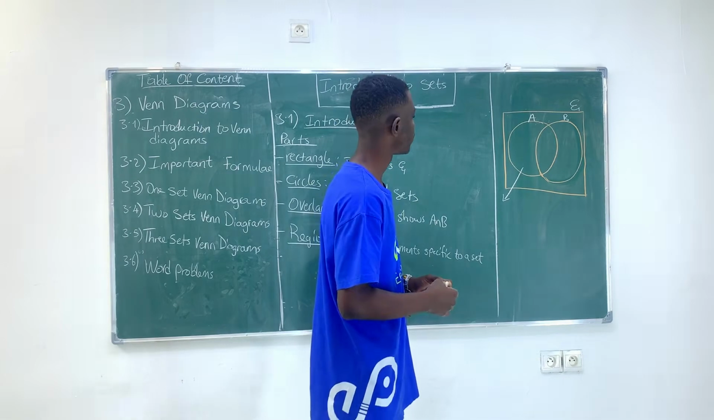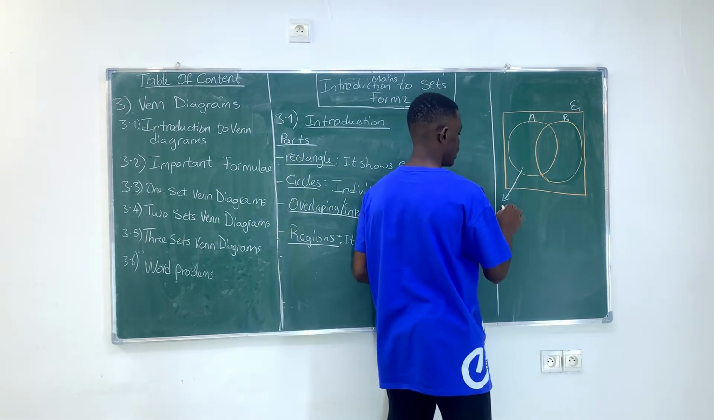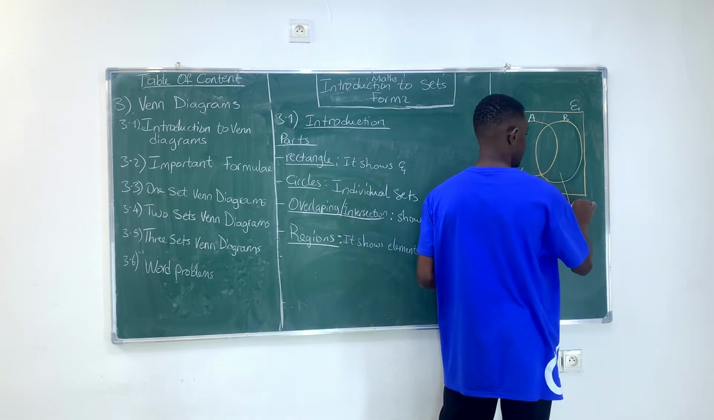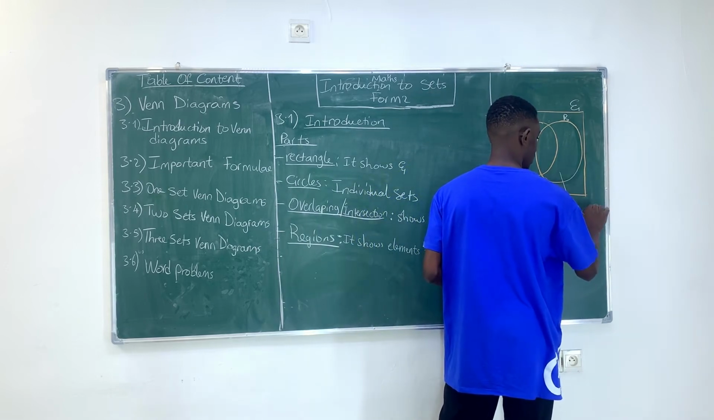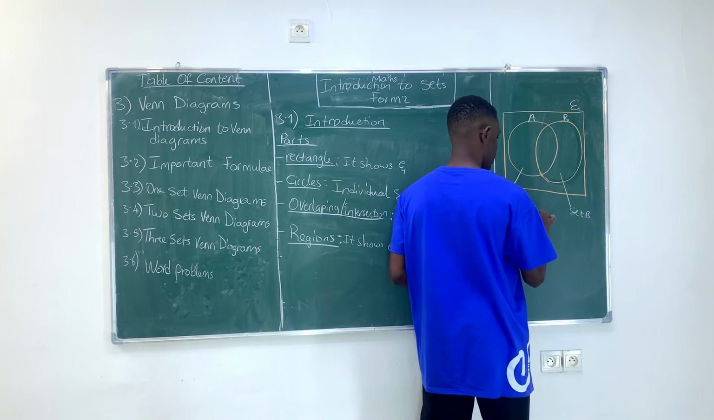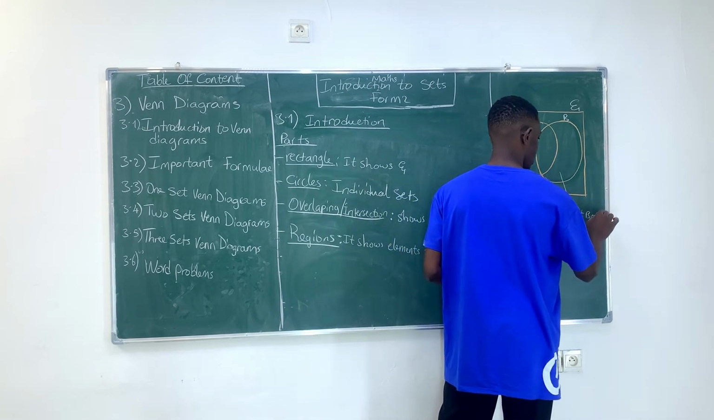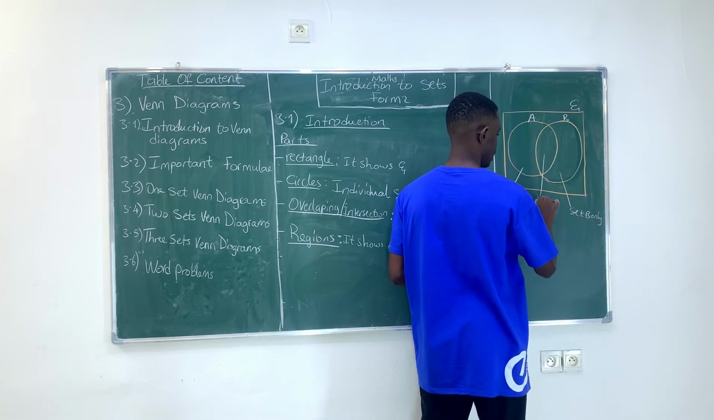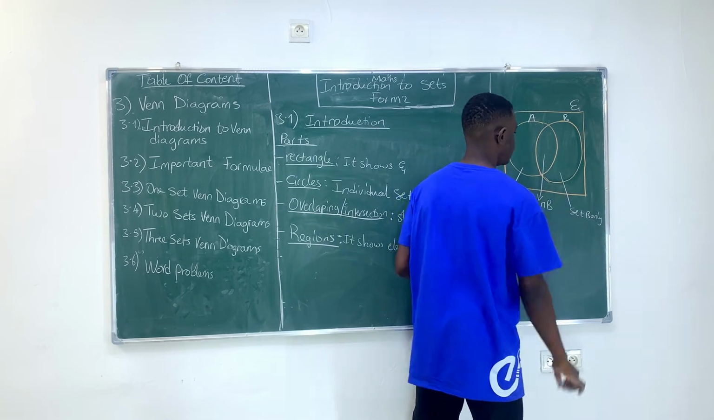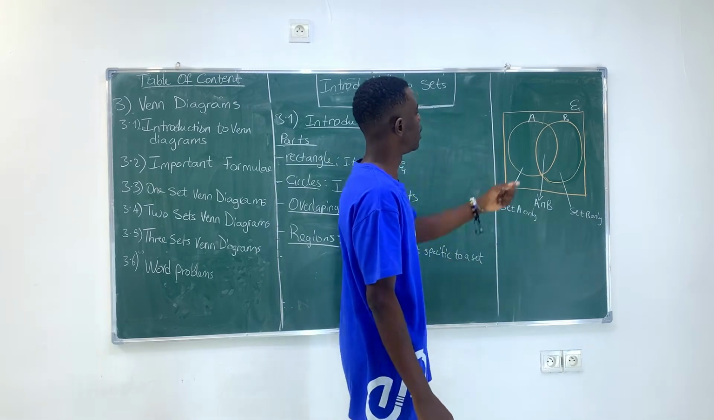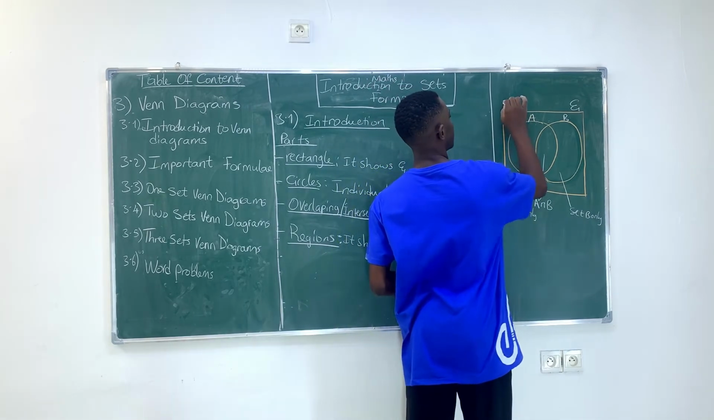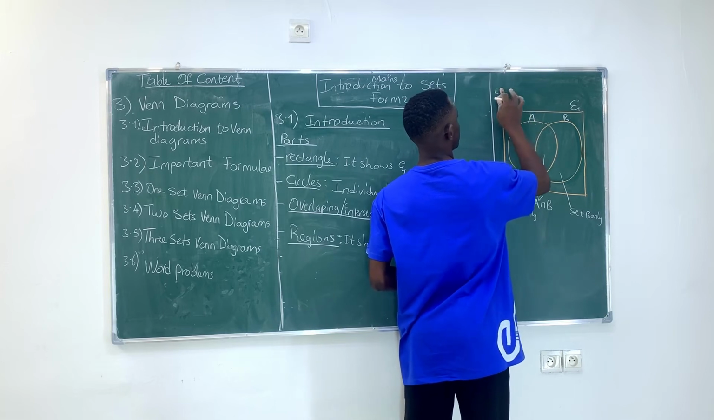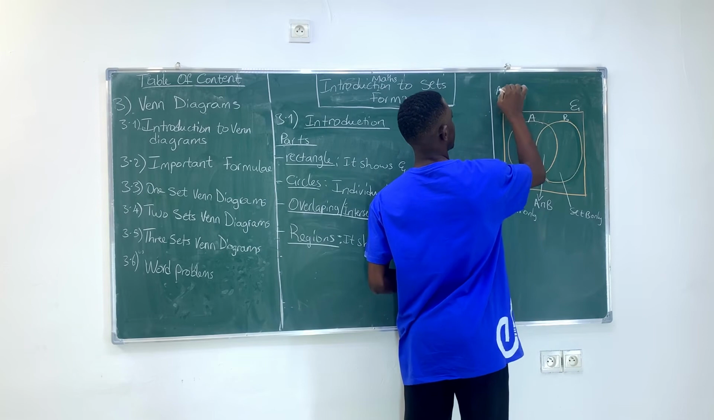This is the region of set A. Here will be set B only. Here we write the only. Here is A intersection B. And here you can have anything that is not A.